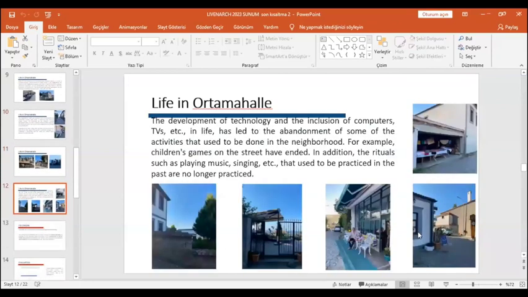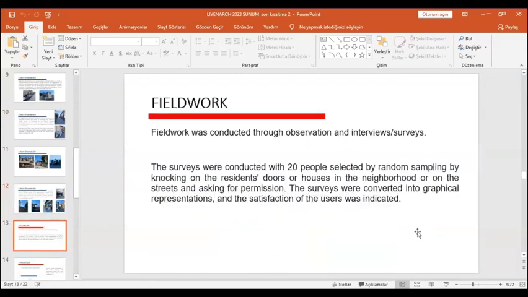The development of technology and the inclusion of computers, televisions, etc. in life has led to the abandonment of some of the activities that used to be done in the neighborhood. For example, children's games on the street have ended. In addition, rituals such as playing music, singing, etc. that used to be practiced in the past are no longer practiced.